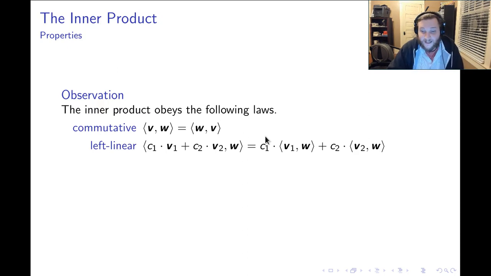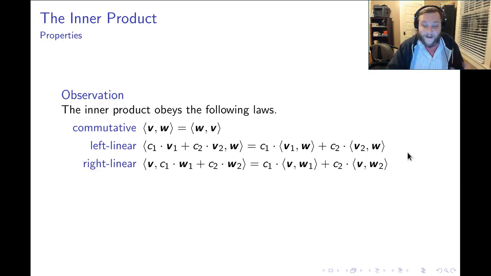There's also a linearity property. The first property is called left linear. What this means is that if I have a linear combination of two vectors v1 and v2 in the first slot of an inner product, I can distribute the inner product across that linear combination while keeping my second vector fixed. So the inner product of c1 v1 plus c2 v2 with w is c1 multiplied by the inner product of v1 with w plus c2 multiplied by the inner product of v2 with w.